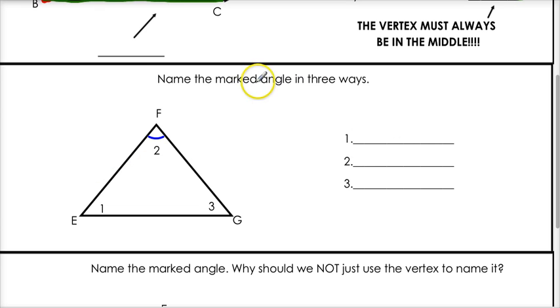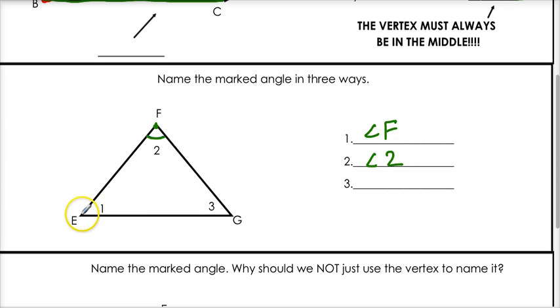So we're going to name the marked angle in 3 ways. So this is our marked angle. It has a mark there. That's why it's the marked angle. We're going to name this in 3 ways. Well, let's start with the easy ones. First, let's start with the vertex, which is right here. This could be called angle F. All right, that's using the vertex. The next way we can use is the number, that's angle 2.